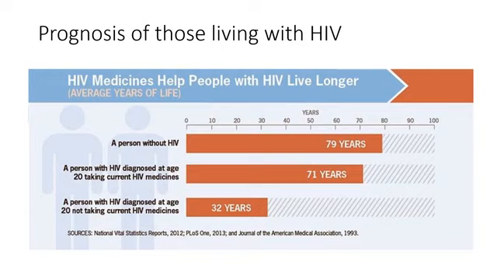So what's the prognosis of those living with HIV? It's very good. If you look at the very first one, a person without HIV, the average life expectancy is 79 years. A person with HIV diagnosed at age 20 who takes HIV medications can live up to about 71 years. And it may even be longer as we go forward with the HIV medications. If a person does not take any medications or remains undiagnosed, then their lifespan is about 32 years. So they're not going to live very long. That's about 12 years after diagnosis.